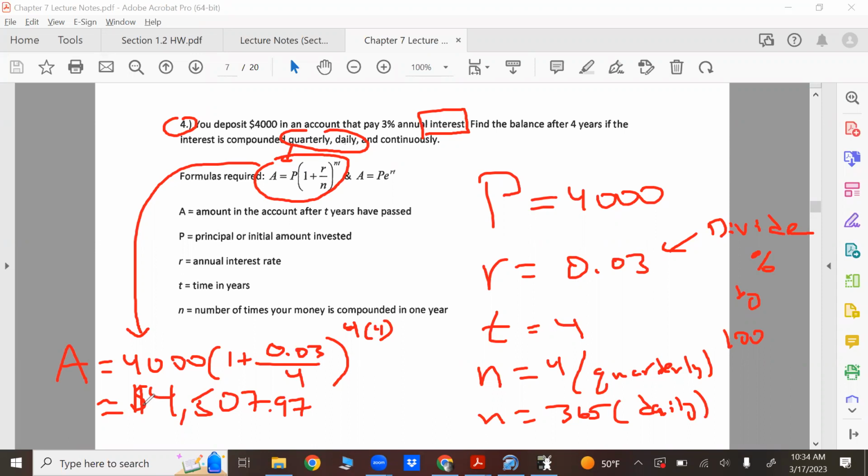Let's do another one. Let's do daily. If I do daily, okay, so we erase this now. I'll put a little bit in the classwork so you can practice it. Because now we're doing it daily. So we have to do quarterly, daily, and continuously. It's actually 3 problems in one.